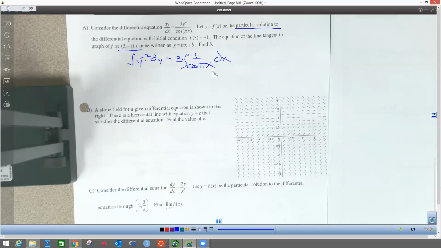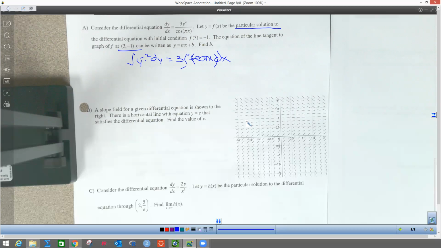And over here, let's see how we want to do this. 1 over cosine. I'm half tempted to make this into secant. So I think we're going to change this into secant. Because the reciprocal of cosine is secant, we're going to make this secant of pi x. That is the reciprocal identity for cosine, it is secant. Okay?